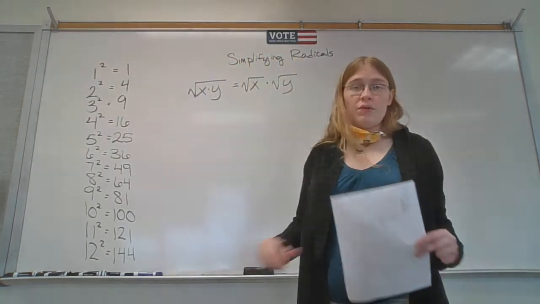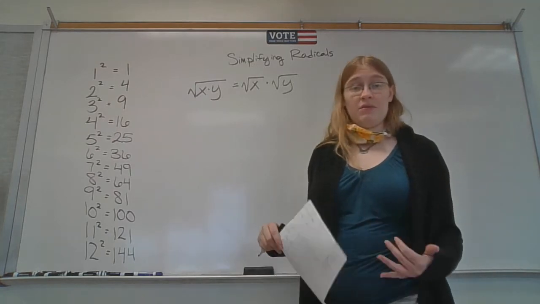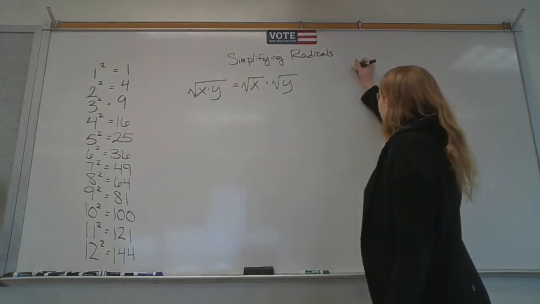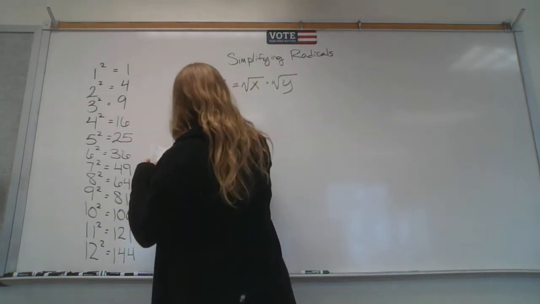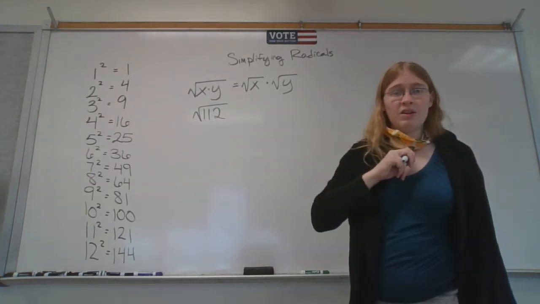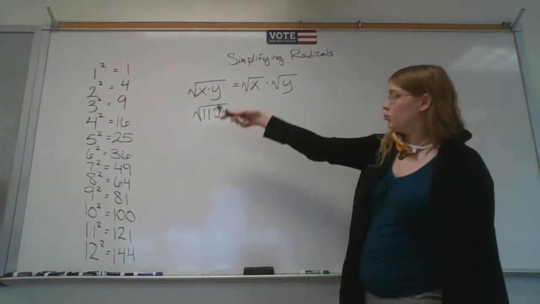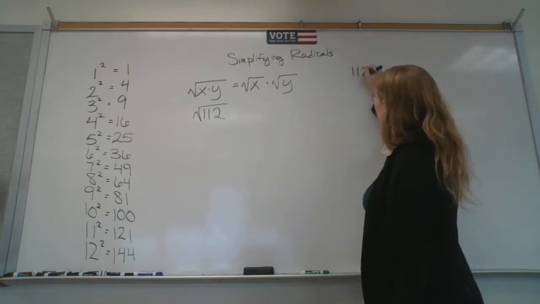The other thing that's useful is simply knowing how to factor your numbers, and I think the best way to do that is a factor tree. So let's try square root of 112. Now, off the top of my head, I don't know what factors this is, but I can figure it out with a factor tree.